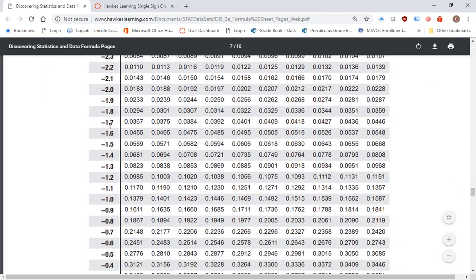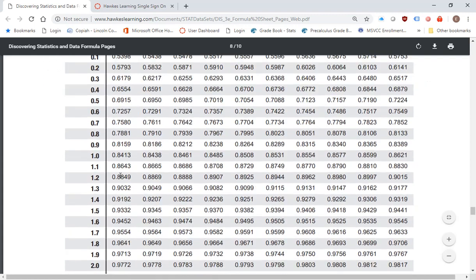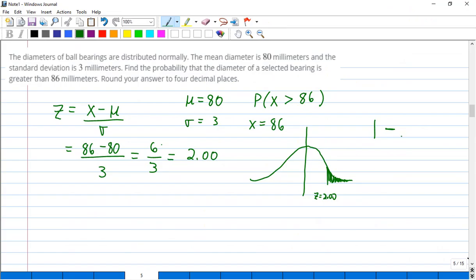And our z-score was 2.00. So 2.00 is right here. So if we say 1 minus this, that will give us the area to the right. So 0.9772. All right, so 1 minus 0.9772 would be 0.0228. So that's what that area is. That's 0.0228. And that's the probability.